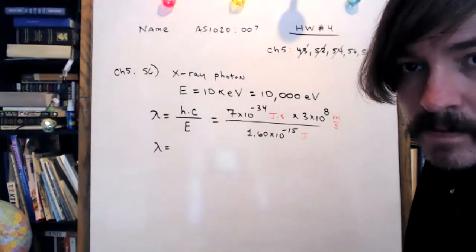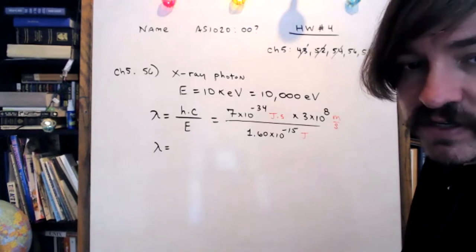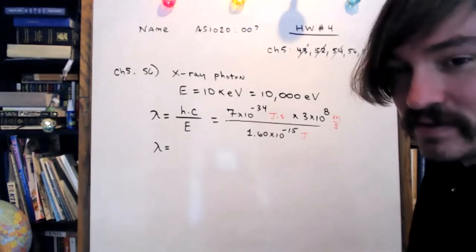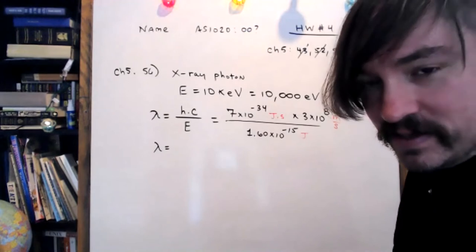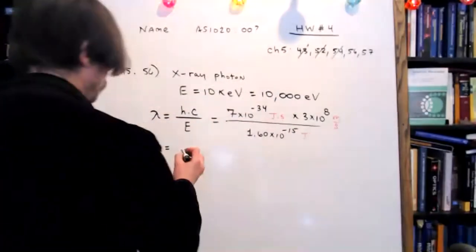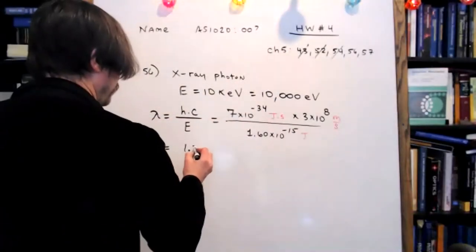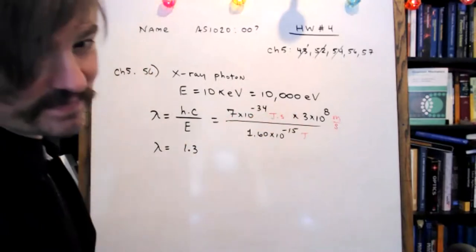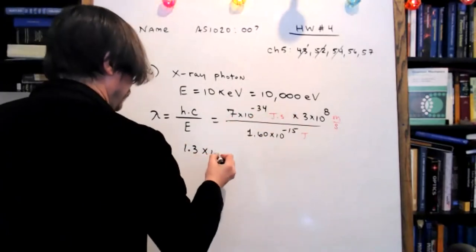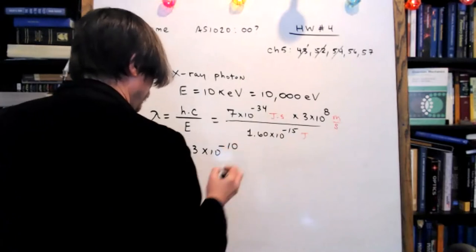Right. Guys, did you get a number? That should be pretty simple, right? Why don't you just read it to me, Mateus? I trust you guys now, kind of, sort of, not really. 1.31 × 10⁻¹⁰. I'm just going to go with 1.3 × 10⁻¹⁰. And the units?